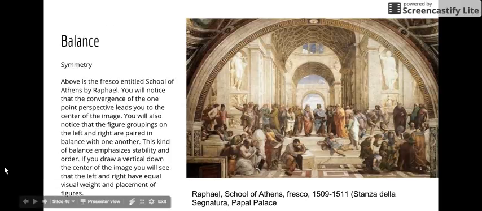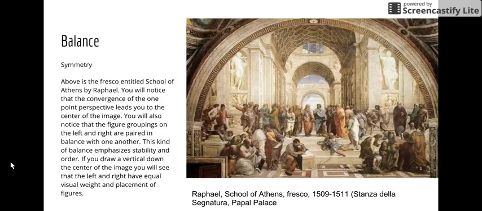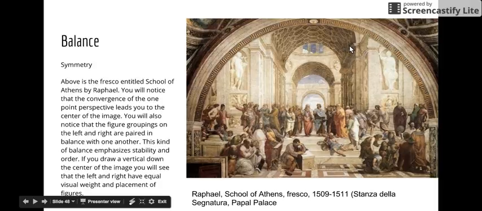First off, symmetry. If we look at the above fresco entitled School of Athens by Raphael, you'll notice that the convergence of one point perspective leads you to the center of the image. Now, I'll explain more about perspective a little bit later on. But what I mean by that is that you're looking into this deep space here, and you see these archways with these really decorative arches here, and we can see this line here, the top of this structure here lines up with this line, which takes you here.